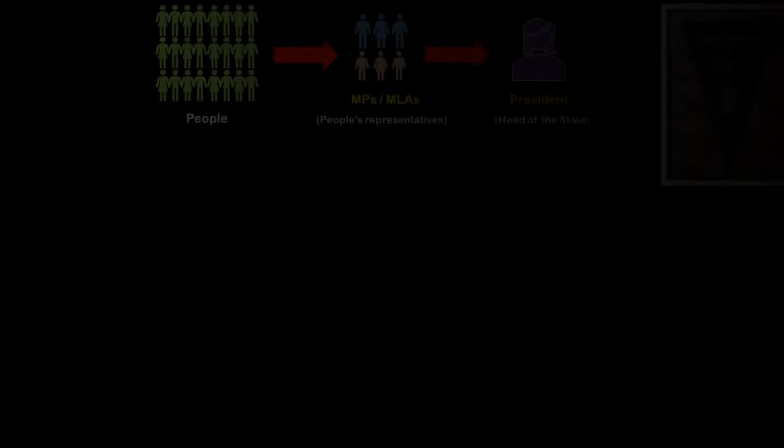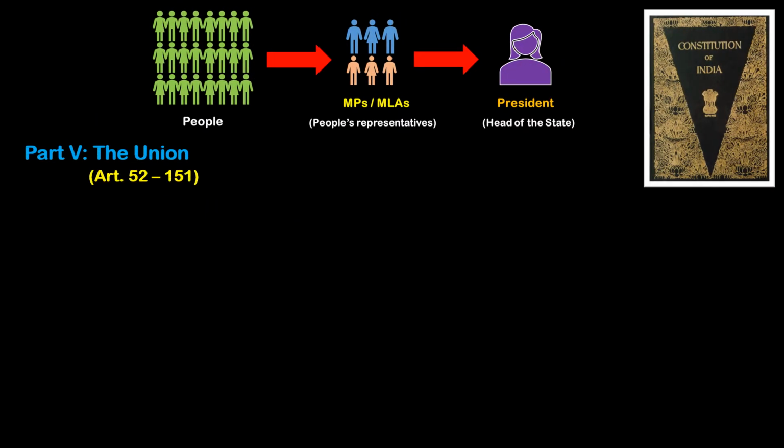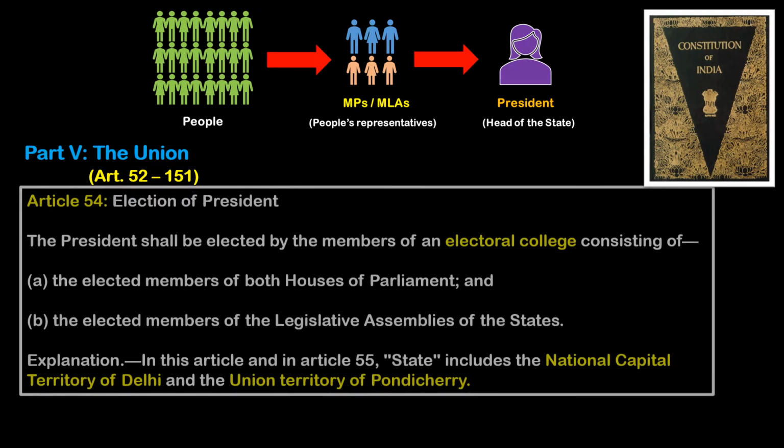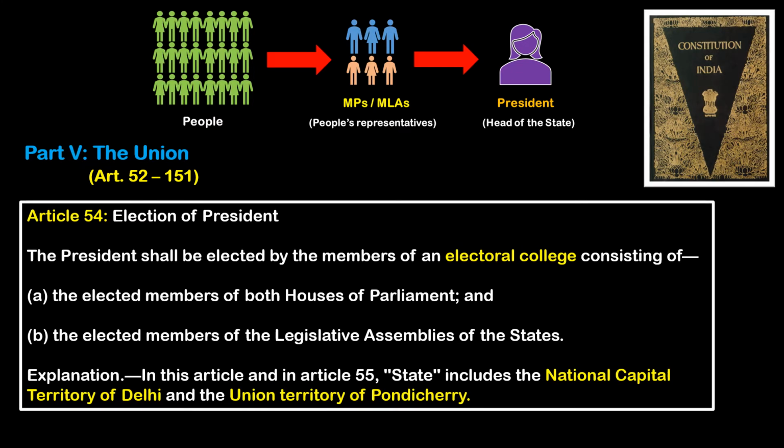But who are the members of this electoral college which elects the President? Let us look at Article 54. It talks about the election of the President. According to this article, the electoral college consists of the elected members of parliaments of both houses and elected members of all state legislative assemblies in the country.